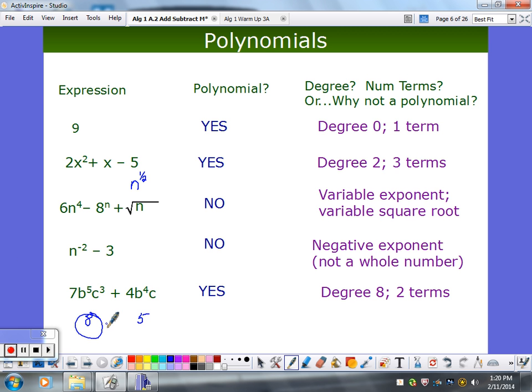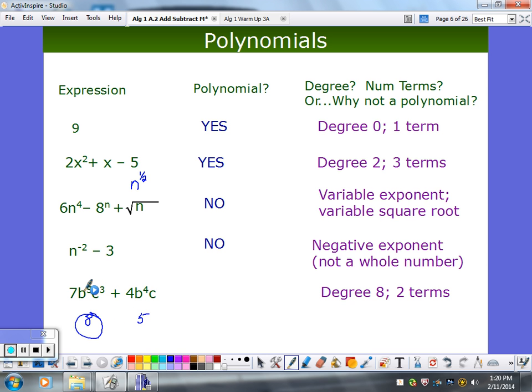Good. What's the matter? Wait, how is that trinomial receiving a 3? That's 5 plus 3 is 8. You're adding the exponents. This is a binomial. There's only 2 terms. No, a binomial or a trinomial means how many terms? How many terms are there? 2. That means it's a binomial.